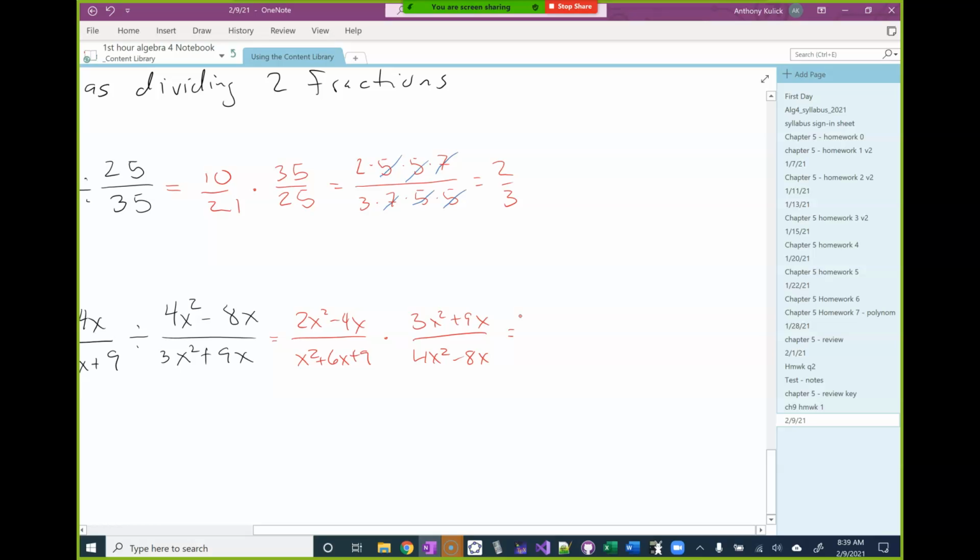Start factoring, right? Okay, let's start in the numerators. 2x squared minus 4x. How does that factor? You just take out a 2x, right? Three x squared plus 9. How does that factor? Take out a 3x, right?